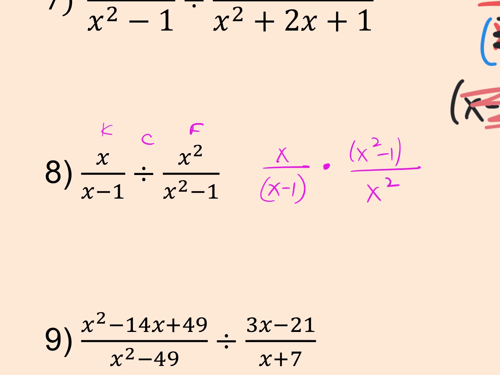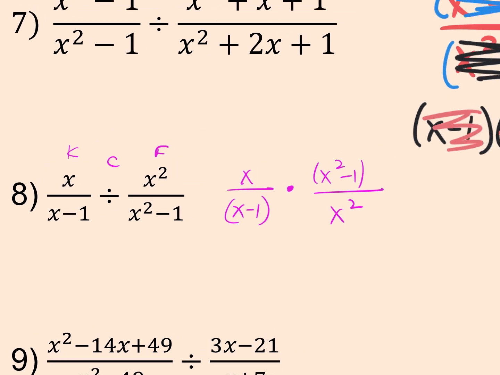Everybody with me? All right, so top left, can't factor anything. Top right, what can we factor that into? X squared minus 1, what does that become? X plus 1, good, and x minus 1, good. So that's gone. Can I factor anything else? So what, x and x? Oh, you could do that if you wanted to. Write out 2 different x's. Or you could just leave it as x squared.